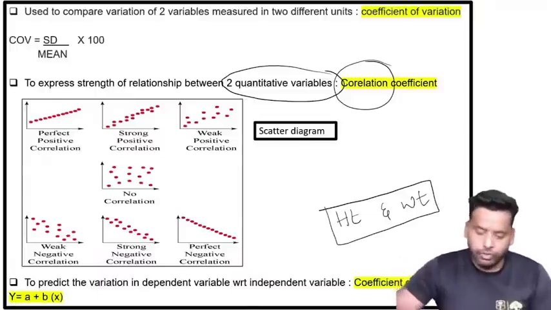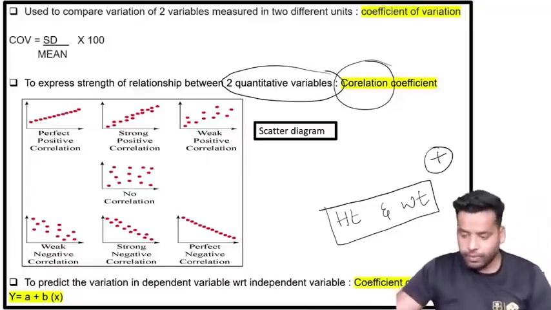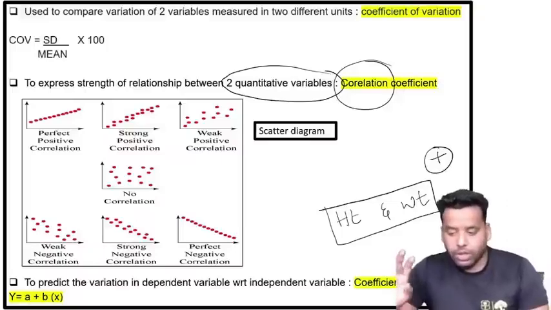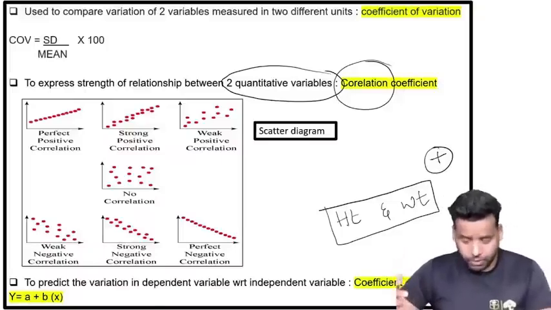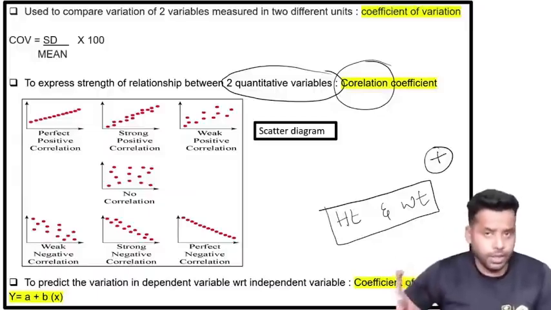Height and weight will show what type of correlation? Answer my next question. Positive or negative? Positive correlation, correct.